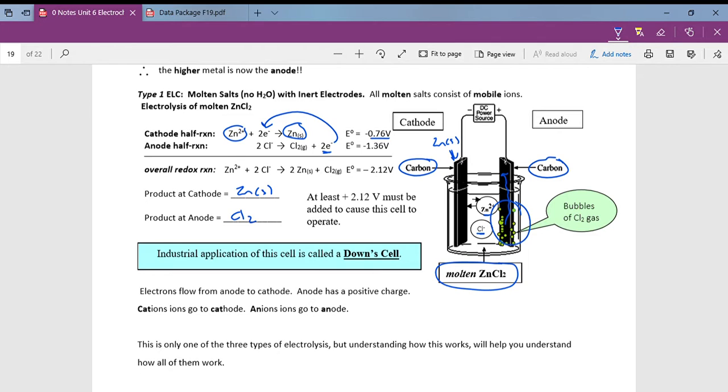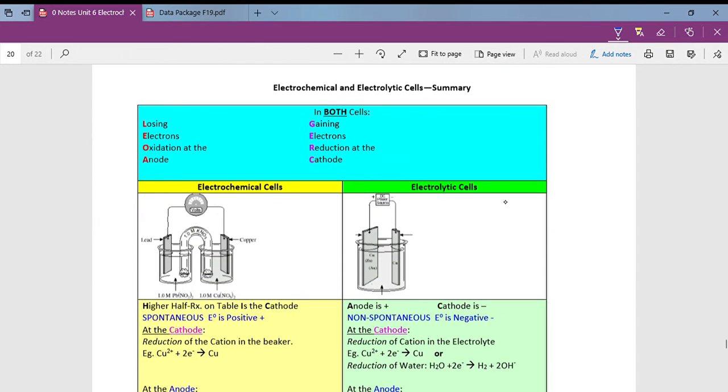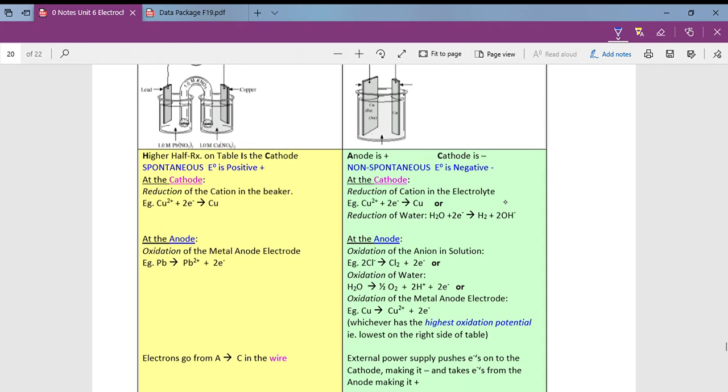And so I don't feel like we need to go through the details of all of them unless you really want to get into these industrial processes someday. So what we're going to move on to now is just a summary of electrochemical and electrolytic cells. I'm not going to go through this too much. This is just like a study sheet, so it would help you put the two together in a comparison way.